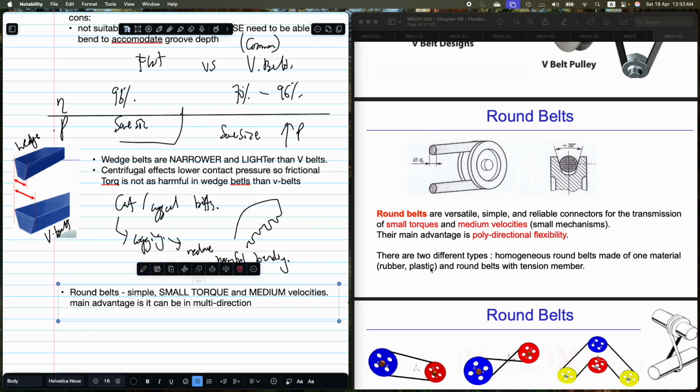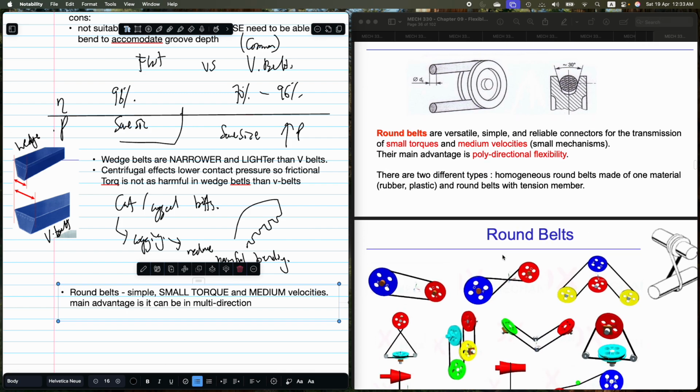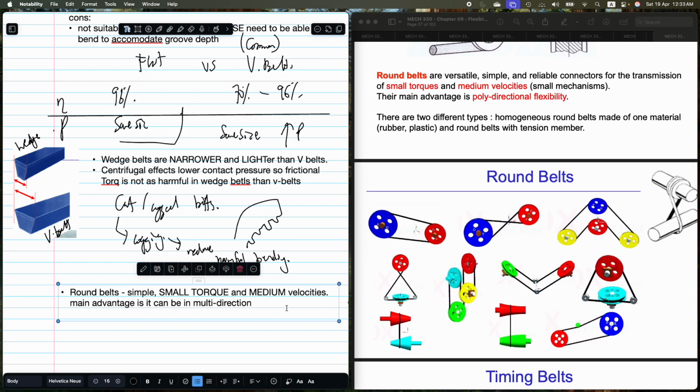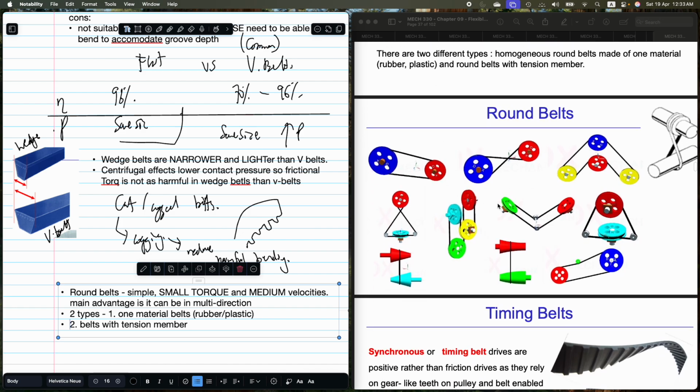All right, cool. There are two types. So we have homogeneous round belts, single material, and round belts with tension member. Okay, so two types. One is single material belts, so rubber or plastic. Two is belts with tension member. Okay, that's round belts.